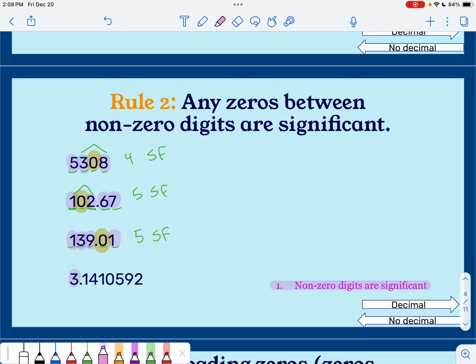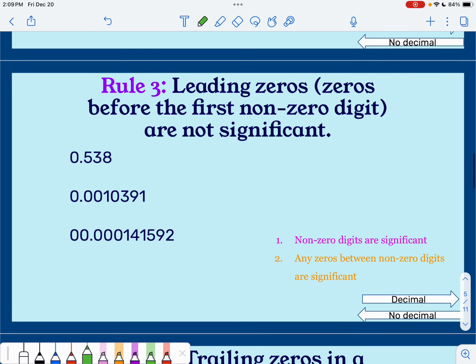Let's do the last example. We know the 3, the 1, the 4, the 1, the 5, the 9, and the 2 are significant because of rule 1. What about that 0? Again, because it's sandwiched between the 1 and the 5, they are non-zero digits. The 0 is significant. So let's count. 1, 2, 3, 4, 5, 6, 7, 8. 8 significant figures. Great job. Let's move on to rule number 3.